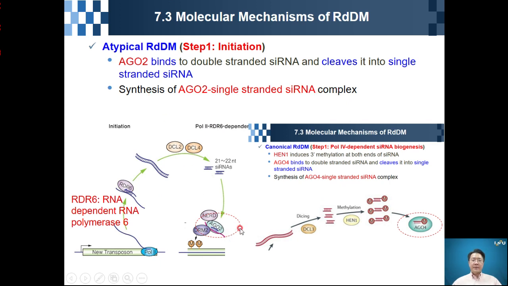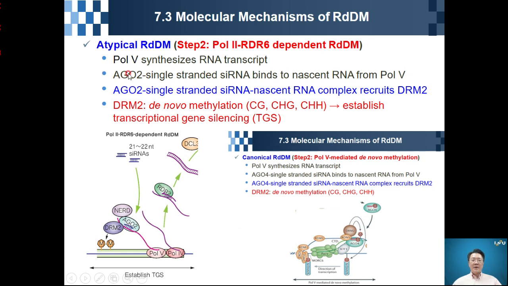Okay. After that, AGO2 and single-stranded siRNA bind to the nascent RNA from polymerase 5. So this is AGO2 and the single-stranded siRNA bound to the nascent RNA. Nascent means the newly synthesized RNA transcript from polymerase 5.